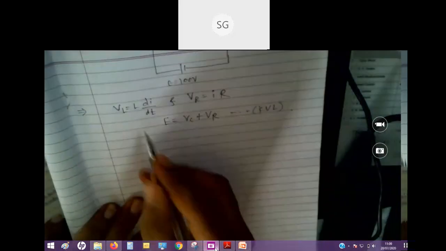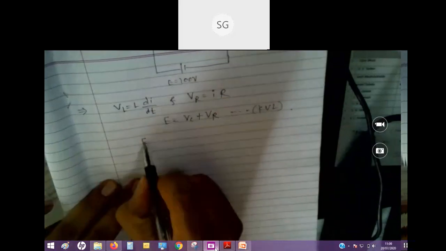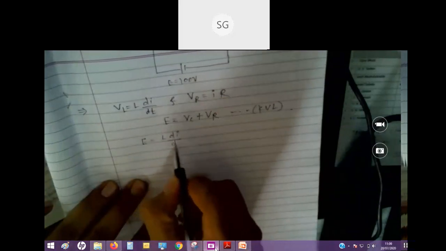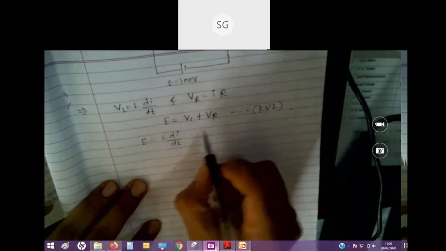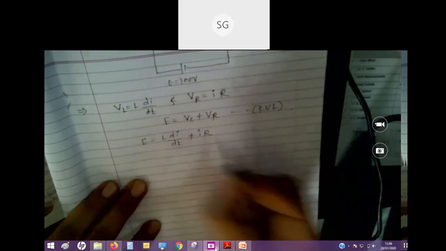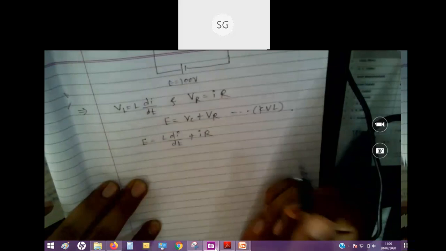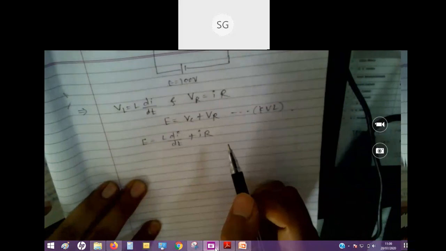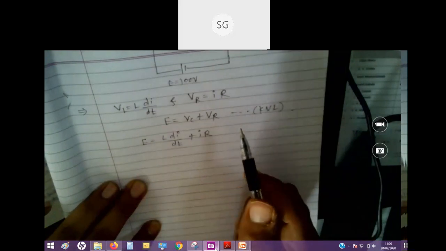Now we have to just put the values. So E is equal to L di by dt plus, I can say, IR. Okay, this will be the equation. Okay, so is this in the standard first order linear differential equation form? No, this equation is not.